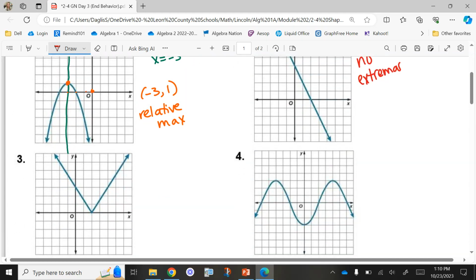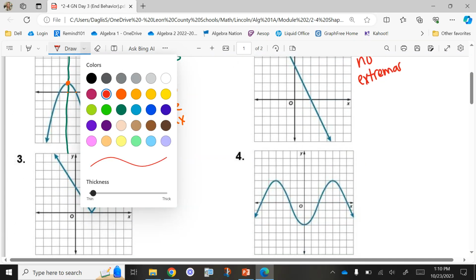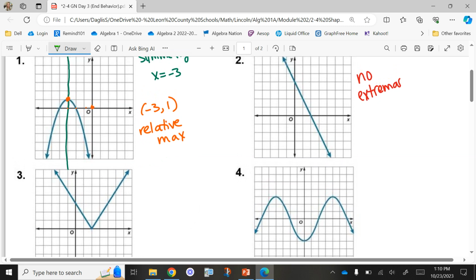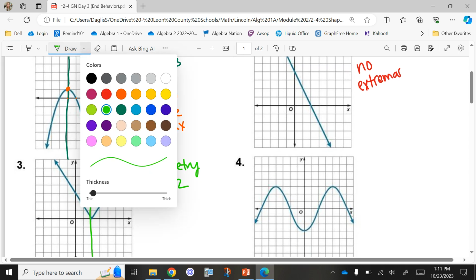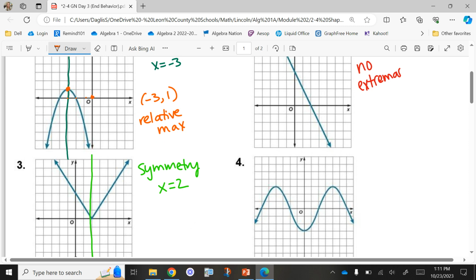Okay. All right. Does the third one have symmetry? Yes. Where is it happening? In the middle. +2. There you go. This one's +2. So this has symmetry when x is +2. Good. Does it have an extrema? No. Does it change direction? Yes. So because it changes direction, it does have an extrema. Okay? Yep, it's at this point right here.